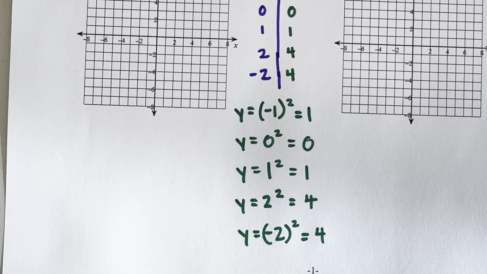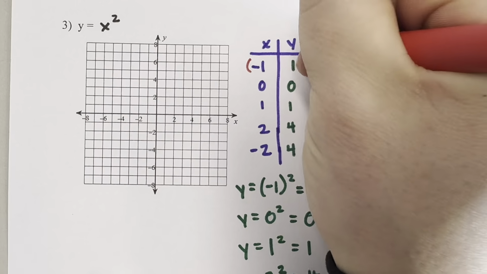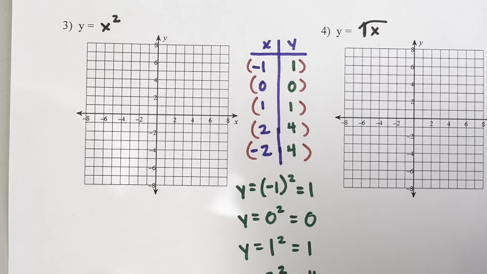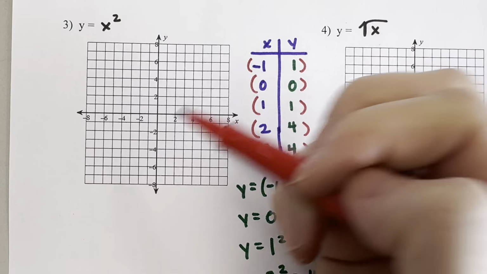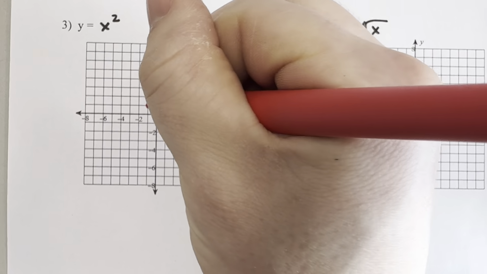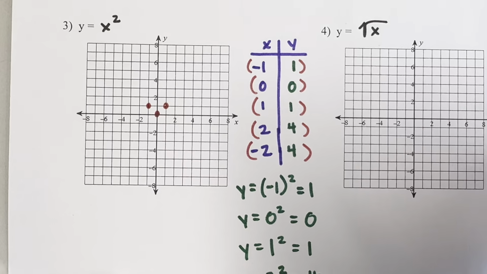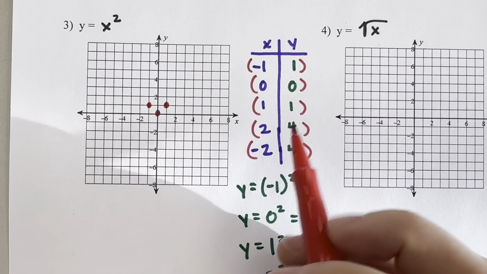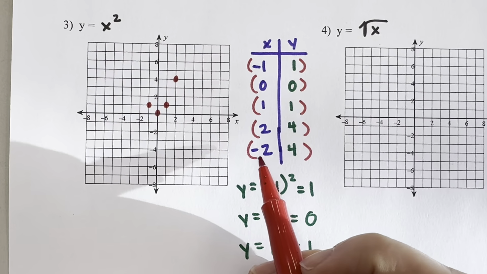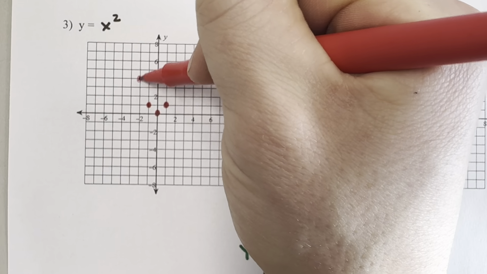Okay, so I got all my inputs, got my outputs. These become my coordinate points, so let's go ahead and put them on our graph. My first coordinate point is -1, +1, so -1 for my x, up to +1 for my y. 0, 0, right there in the middle. +1, +1, right there. Now I have my positive 2, positive 4. But then I chose to see what I got with negative 2, and I also got a positive 4. So negative 2 for my x, up to positive 4 for my y.